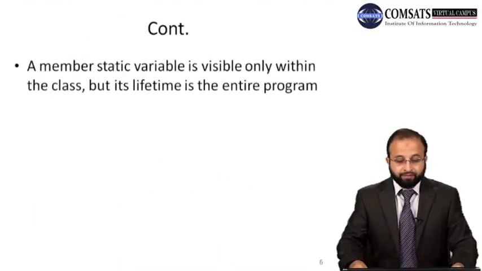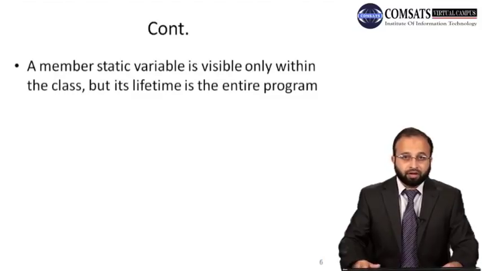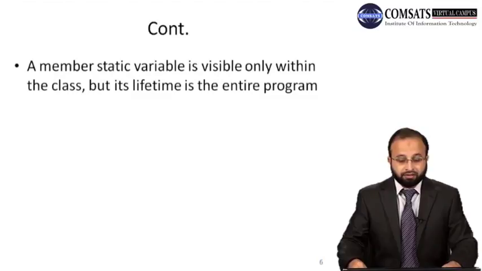A static data member or static variable is visible only within the class, but its lifetime is the entire program. So it is only visible inside the class, that is, you can access it within the class, but its lifetime is the entire program. Even if there is no object, the memory is still allocated for the static data member, and if you delete all the objects of that class while the program is running, the memory is still allocated for that static data member of the class.